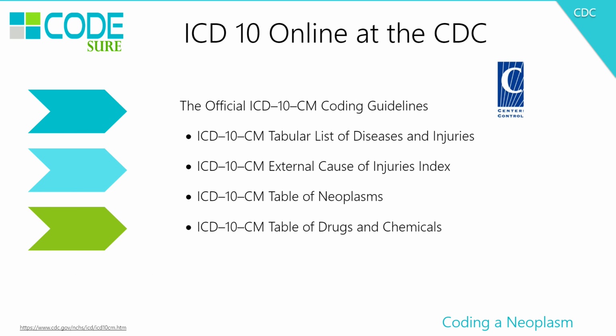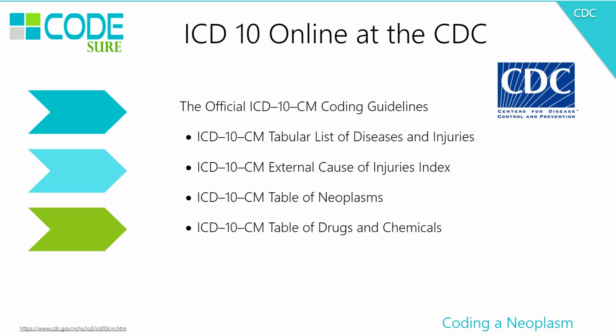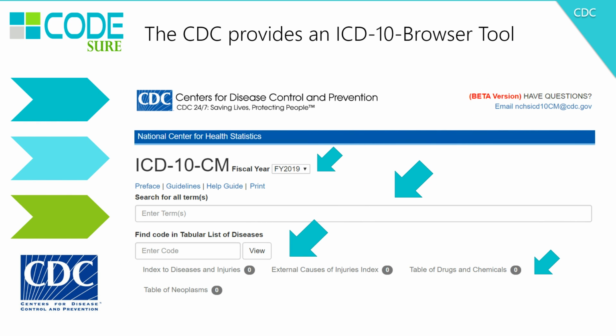The CDC browser tool serves as an index to all the tables in the ICD-10-CM. You can search the tabular list of diseases, external causes of injuries, table of neoplasms, and table of drugs and chemicals. Let's look closer at how this works. The CDC browser tool is found at the CDC website, and I'll be glad to give you a minute to get there. The URL is icd10cmtool.cdc.gov. The link can also be found below.